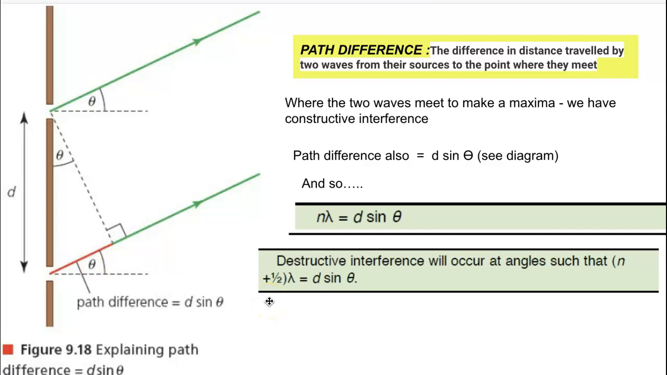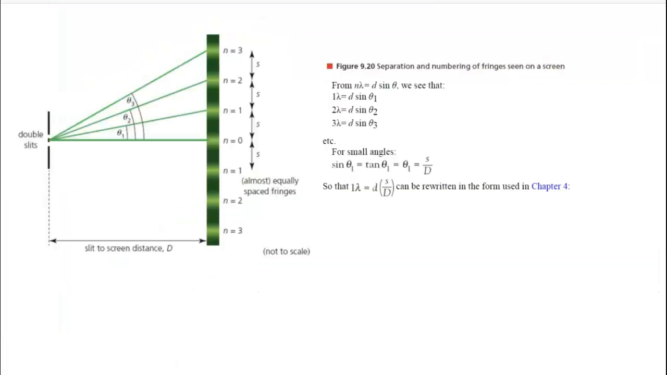It's not commonly referred to when we're dealing with two or multiple slits, but sometimes there would be a reference to it. So remember that it would be n plus a half to change this equation to refer to, instead of constructive, destructive interference. I hope that makes sense. If not, we can talk about it when I come back.